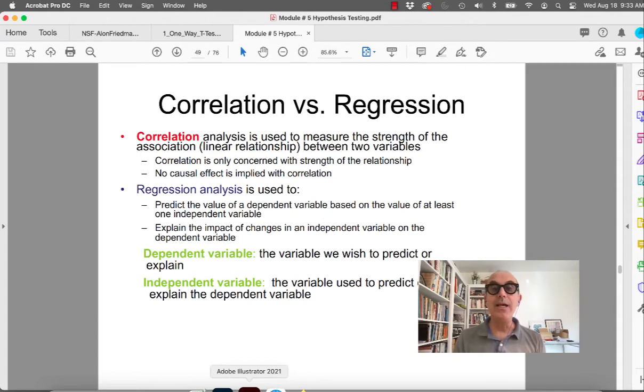So correlation analysis measures the strength associated with the linear relationship between two variables. Correlation is only concerned with the strength of the relationship. No causal effect is implied with the correlation. Regression, which is the next step, is used to predict the value of the dependent variable based on the value of at least one independent variable, and it explains the impact of changes in the independent variable on the dependent variable. The dependent variable is the variable we wish to predict or explain. The independent variable is the variable we use to predict or explain the dependent variable.